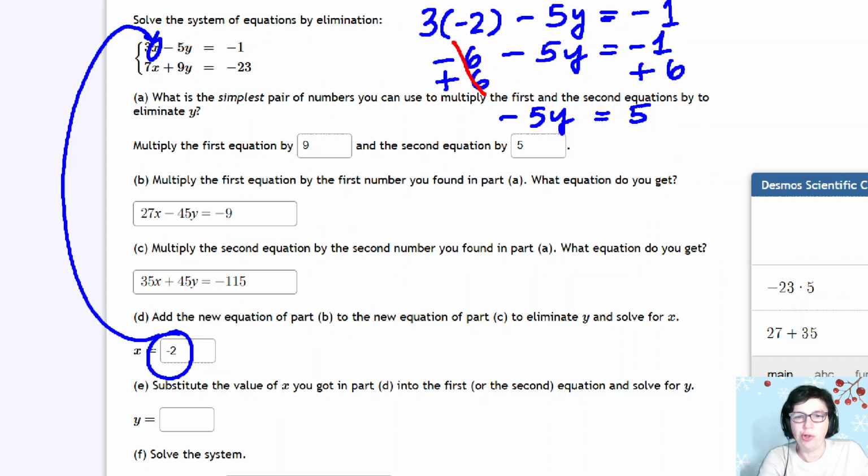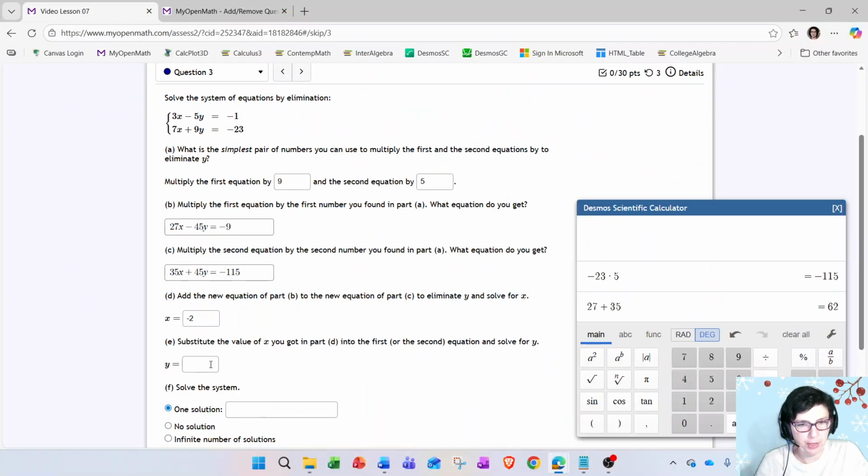Okay? So to solve that, what are we going to do? Well, we want to isolate y. Remember, this is multiplication. Opposite multiplication is division. So we're going to divide both sides by negative 5. And that is going to give us 5 divided by negative 5, which is negative 1. So that tells me that y equals negative 1. And my solution is negative 2, negative 1.